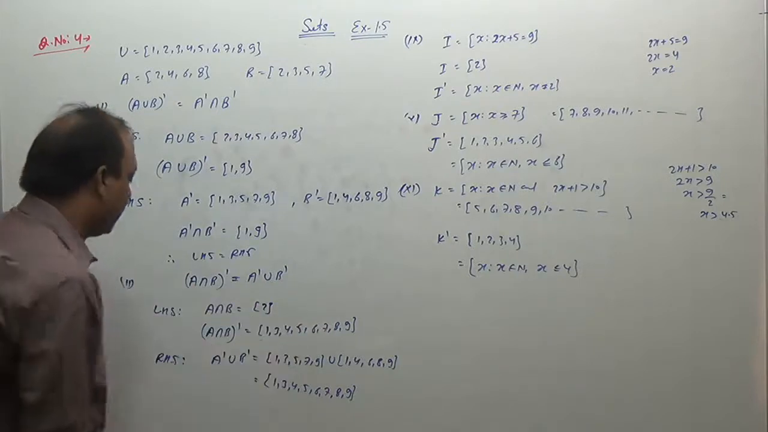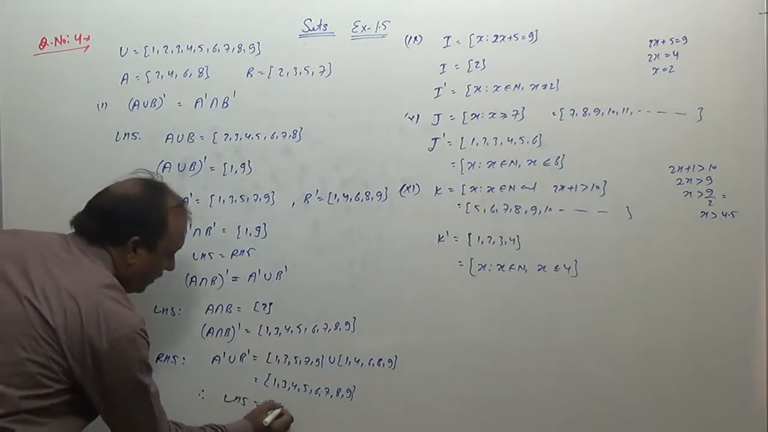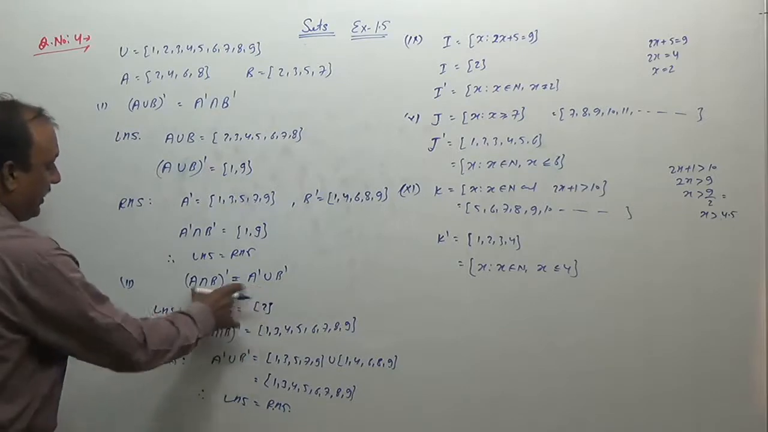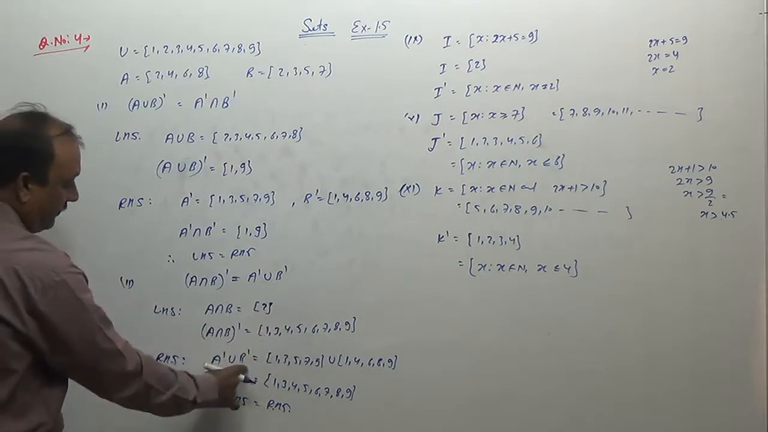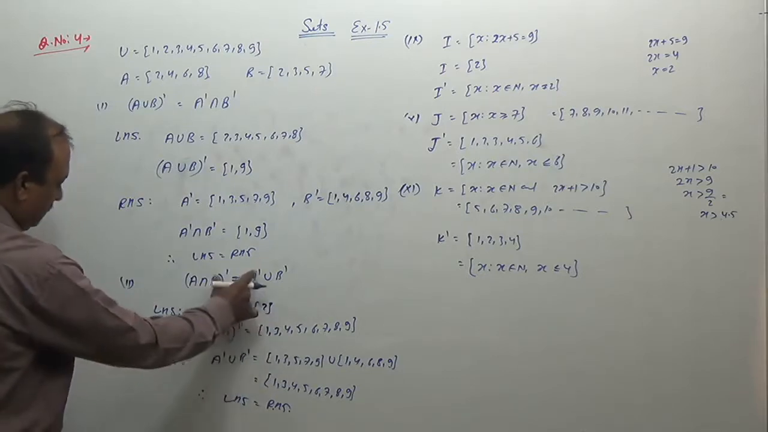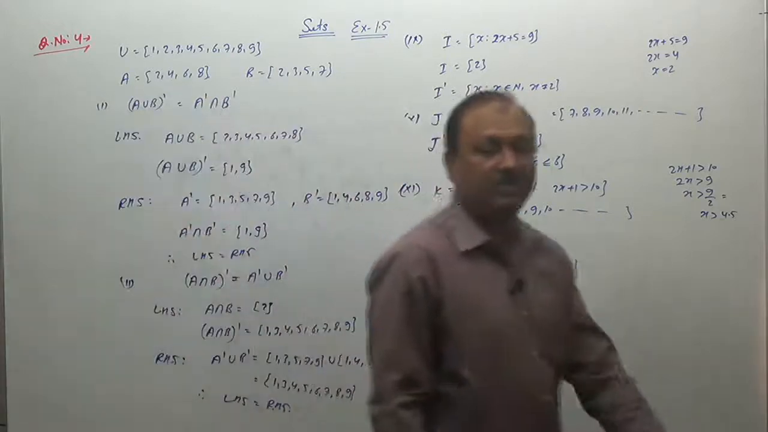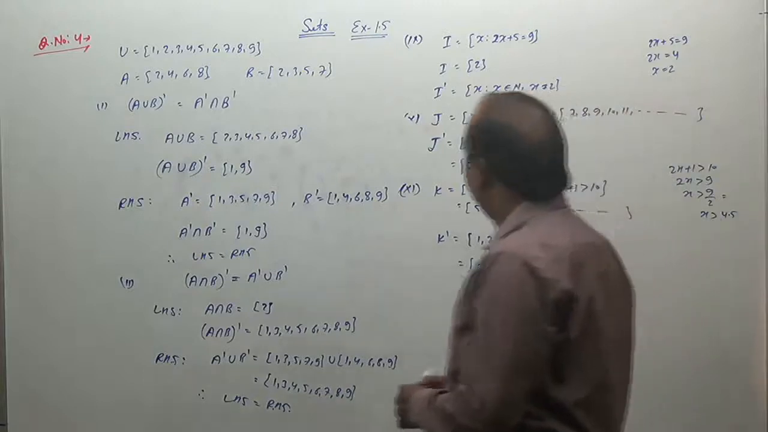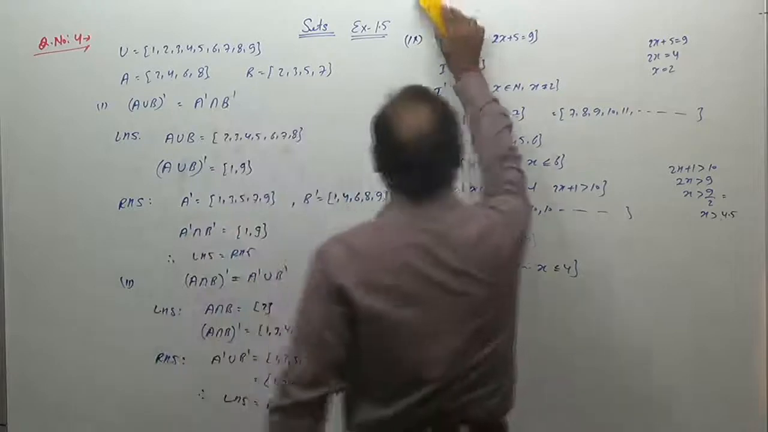So both the sides are equal. Therefore left hand side is equal to right hand side. So the second De Morgan's law, that is (A intersection B) whole complement is equal to A complement union B complement, is verified. ये भी वेरीफाई हो जाता है गिवन सेट के अकॉर्डिंग. नेक्स्ट इज क्वेश्चन नंबर 5.